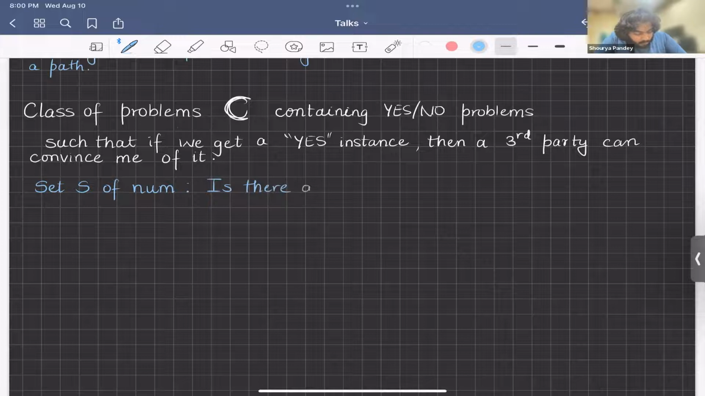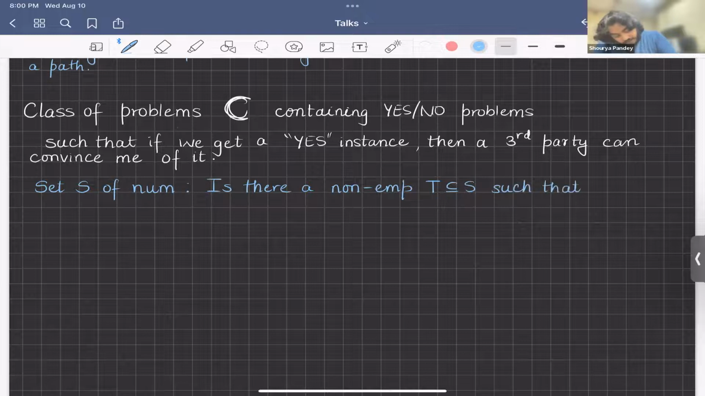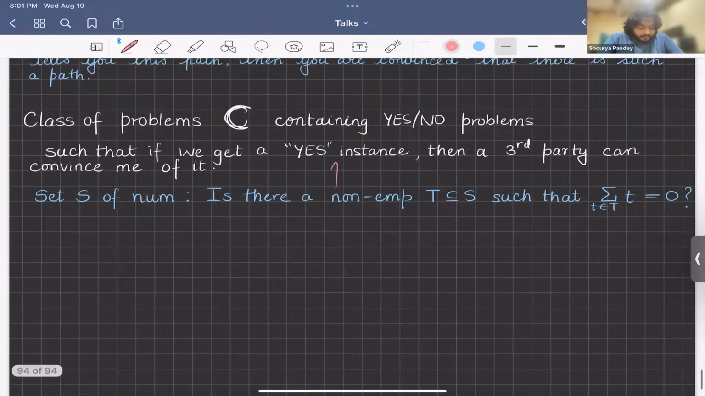Is there a non-empty subset T such that the sum of the elements in T is 0? Again, if the answer is yes, then a third party can easily convince me of it by providing the subset itself, right? So this is satisfying.